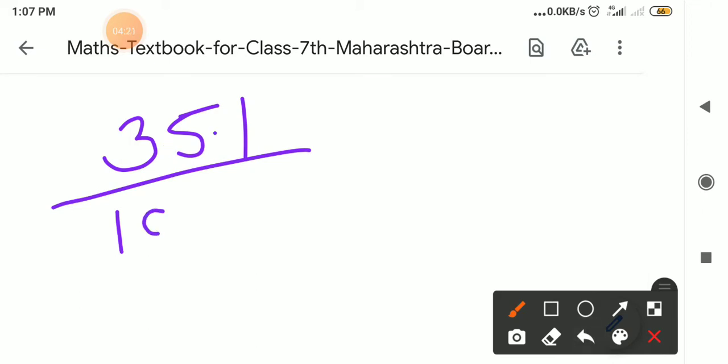Okay, so for 35.1 divided by 10, there is just one 0. So this point will move one digit to the left side. Where will it come? It will come in front of 5. So 3.51.